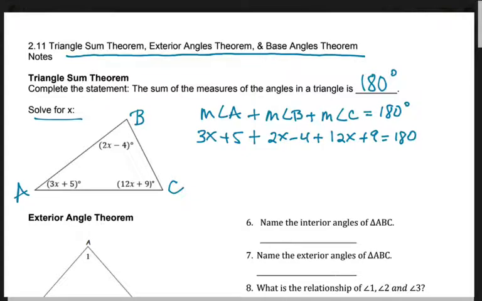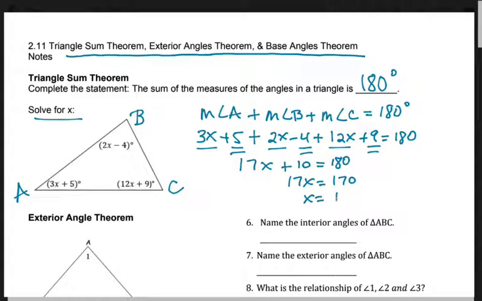Then to simplify, combine like terms, that gives me 17x. When I combine 5, the negative 4, and 9, that gives me 10. Now I'm going to subtract 10 from both sides, and I get 17x equals 170, and then divide by 17, and I get that x equals 10. So we solved for x. You can always check your work by plugging it back in.